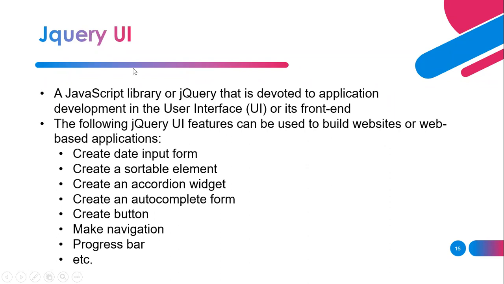So jQuery UI is a JavaScript library or jQuery library that is dedicated to application development in the user interface or front end of a web page or web project. The following jQuery UI features can be used to build a website or web-based application: date input form, sortable element, accordion widget, autocomplete form, create button, magnification, progress bar, and others.